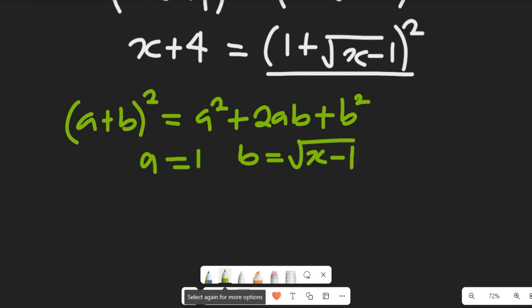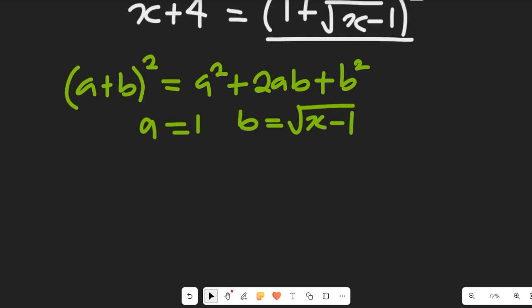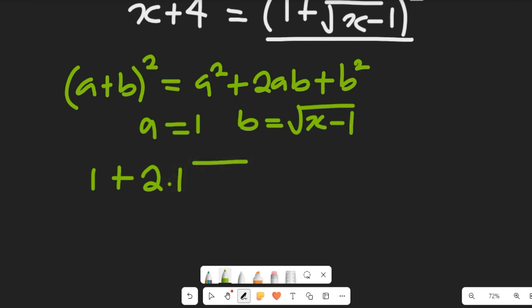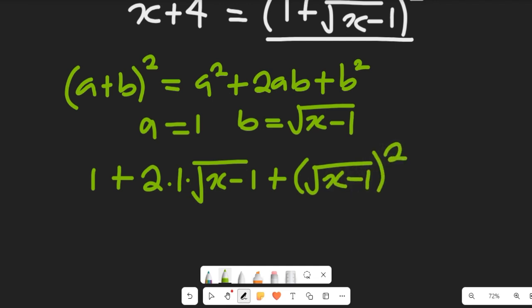Now, if we insert those values into that expression, we'll have 1 squared, which is 1, plus 2 multiplied by 1 multiplied by the square root of x minus 1, plus the square root of x minus 1, all squared. Now, let's take this back into the main expression.